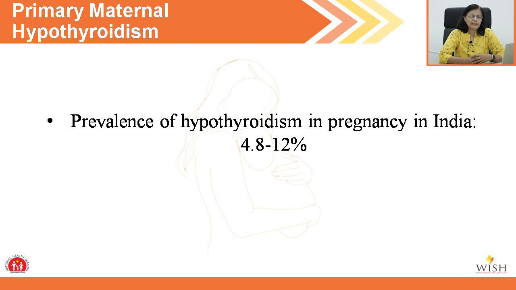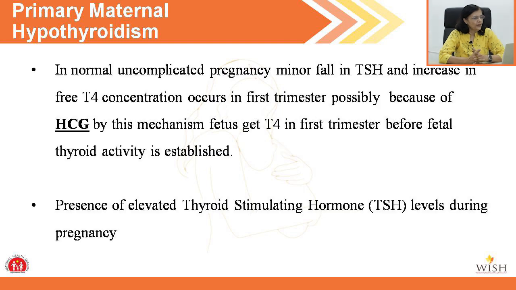As you all know, hypothyroidism is a condition related to the hypofunctioning of the thyroid gland. In this module on hypothyroidism, the session objectives are to diagnose hypothyroidism in pregnancy and how to manage hypothyroidism during pregnancy. The prevalence of hypothyroidism in pregnancy in India is approximately 4.8 to 12%.